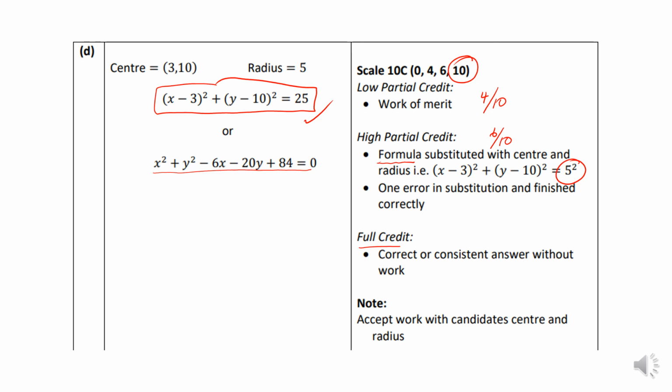Okay, full credit, correct or consistent answer without work. So if you just write it down, which is something we kind of did, but it's good practice to write down your formula first, then substitute, and then work it out. Now, note here, accept work with candidate's centre and radius. So if you got the centre or the radius wrong, but proceeded to do this correctly with those answers, you should get full marks. So even though you think you might be wrong with the centre or the radius, it's a reason not to give up, to always keep trying the next parts, because you may get some marks.